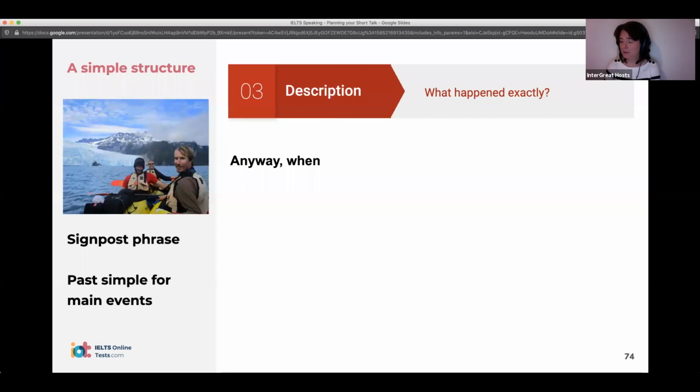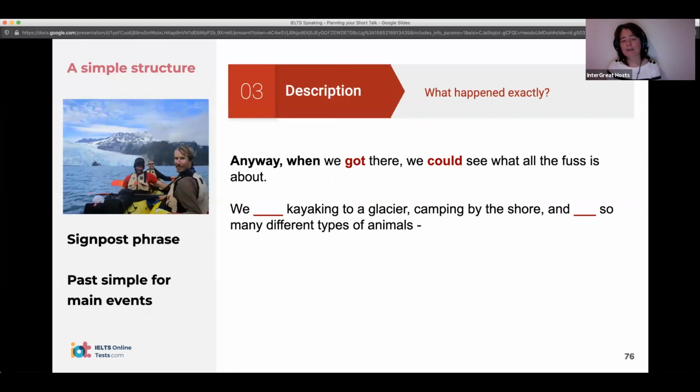Okay, and now we're going to move to past simple because now we're listing the things that happened. Yeah, conditionals also, all the different types of structure that you can use. Okay, so we can see now we're using past simple. When we got there, we could see, okay, what all the fuss was about. So we, okay, we went, yeah, kayaking, okay, and we saw many different types of activities.